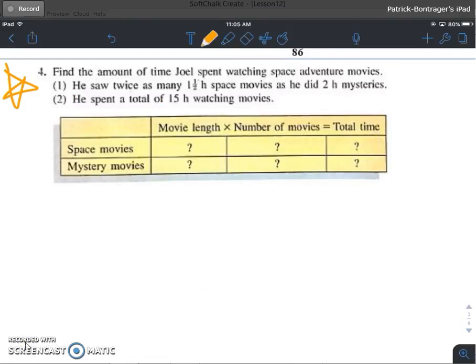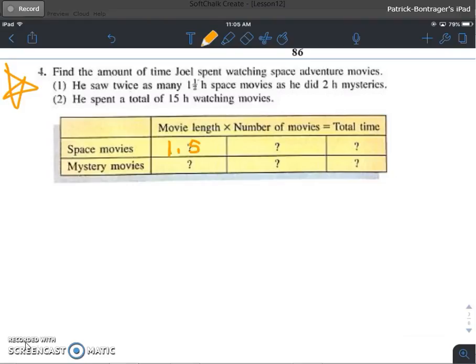On this question, we're not dealing with money. We're going to use the same ideas we used in the above problem to solve this one. Find the amount of time Joel spends watching space adventure movies. He saw twice as many space movies as he did mystery movies. He spent a total of 15 hours watching movies. Okay, so pretty straightforward. The value of space movies is 1.5.